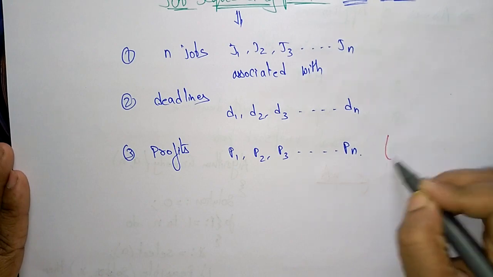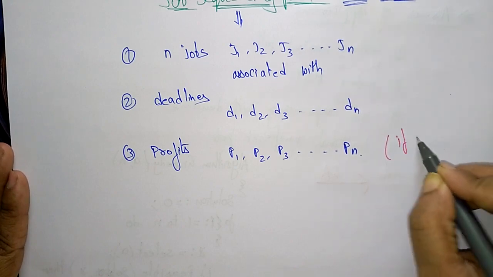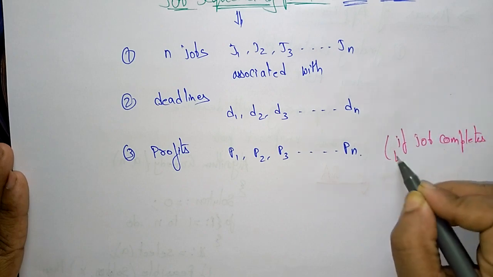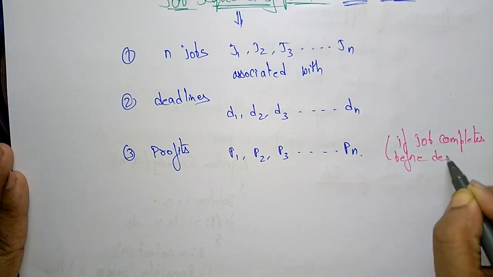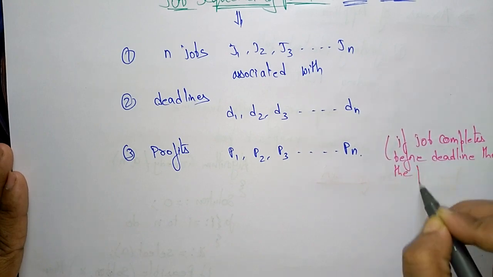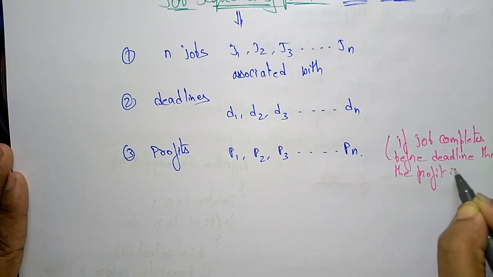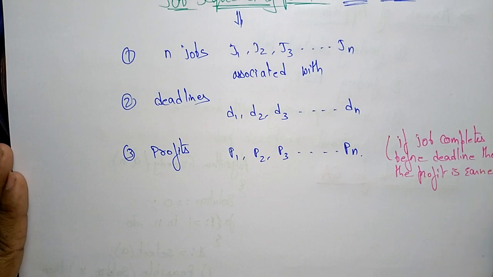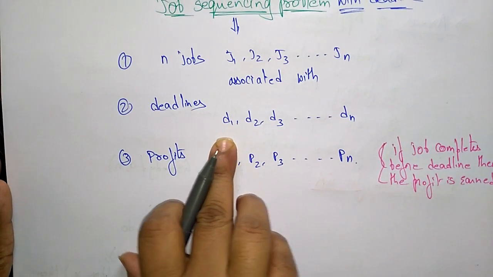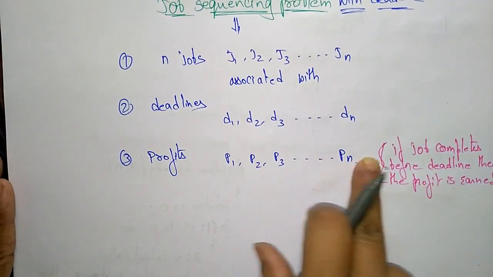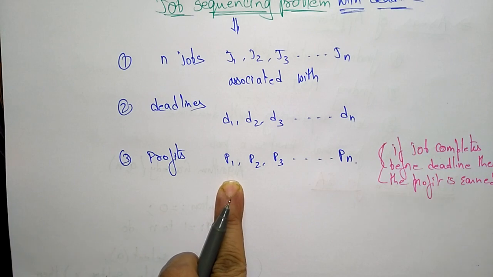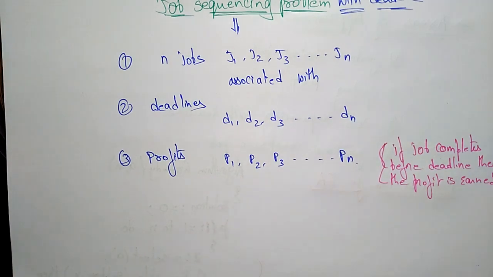If the job completes before the deadline, then the profit is earned. Whenever the job has completed before that deadline, only then will this profit be earned. Here we have to assume that each job takes a unit time to complete.